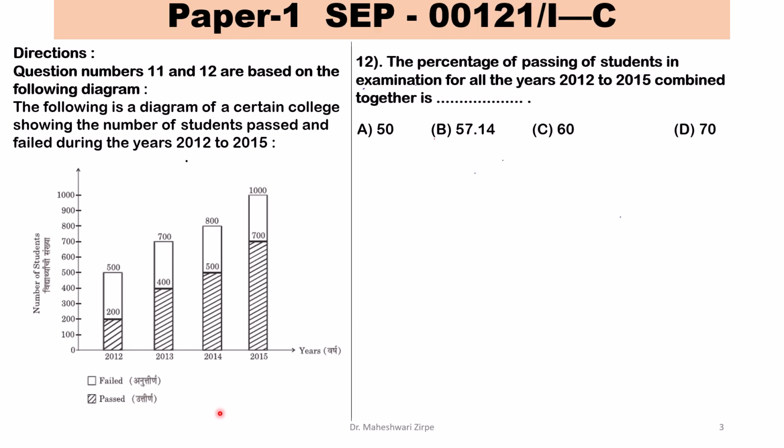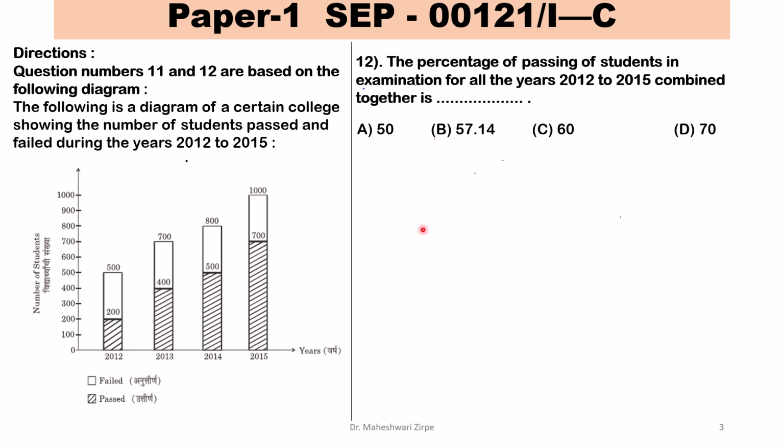Now let's see question number 12. Question number 12 is again based on the same diagram. The percentage of passing of students in examination for all the years from 2012 to 2015 combined together. So what we have to do? We have to combine all the pass percentage together.